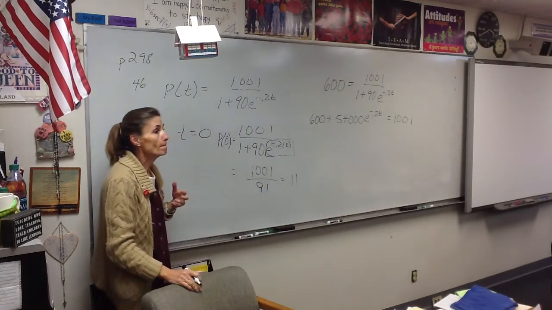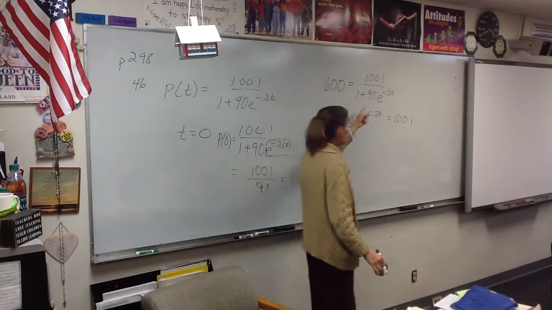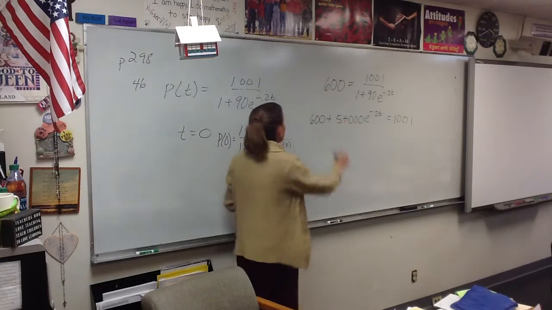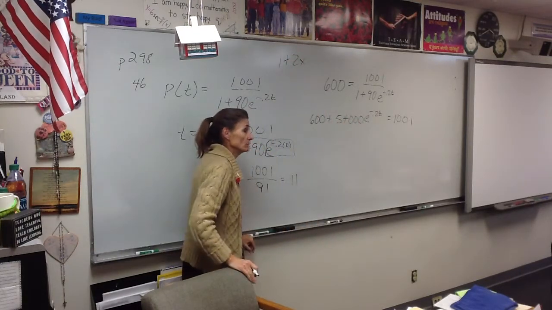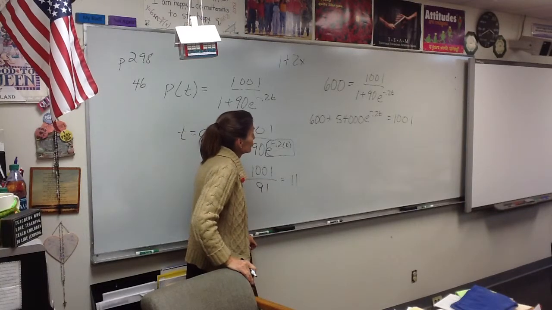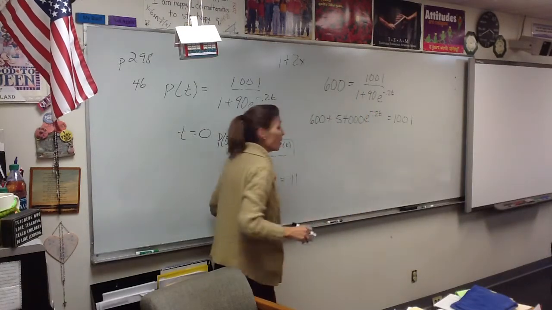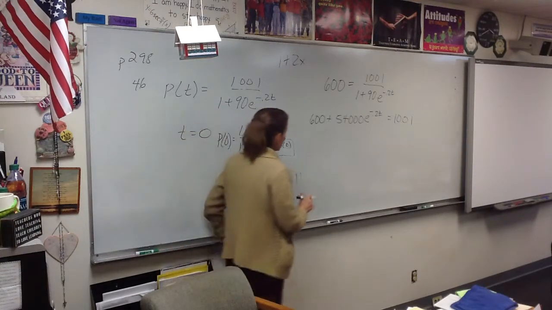Bailey? Can you not combine the 90 and the 1? No, because the 90 is attached to this. So they aren't like terms. It's like 1 plus 2x. We can't combine the 1 and the 2. So, bring my denominator over to here. Okay, now what? Subtract 600. Yeah.